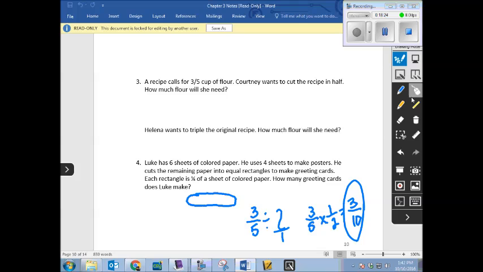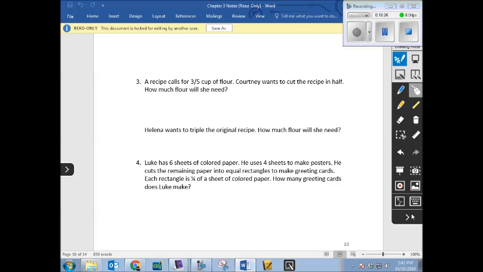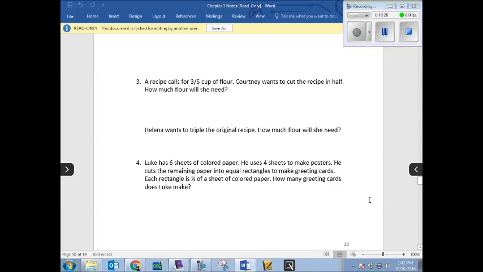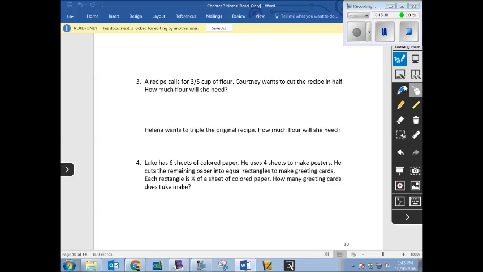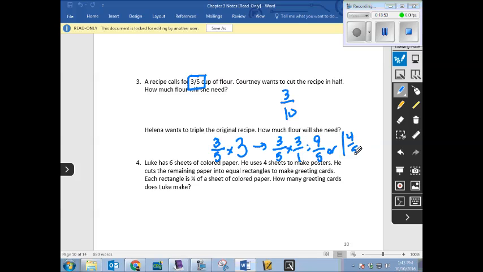Okay, bring that back and get rid of that. Oop, I missed this part. Sorry. That's okay. I remember the answer was 3/10. Okay, now she wants to triple the original recipe. So now we're taking this. If she wants to triple it, then we need to take 3/5 and we need to multiply it by 3. No division at all, which is going to be 3/5 times 3 over 1, which is going to give us 9/5, or 1 4/5. Okay?